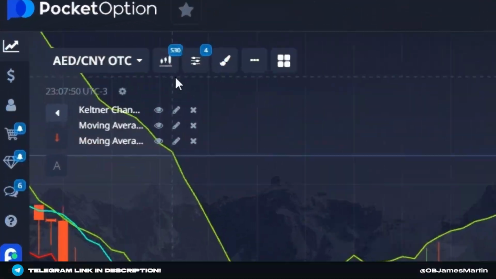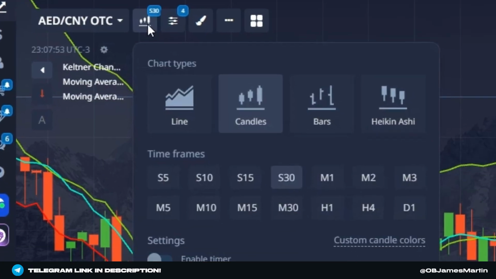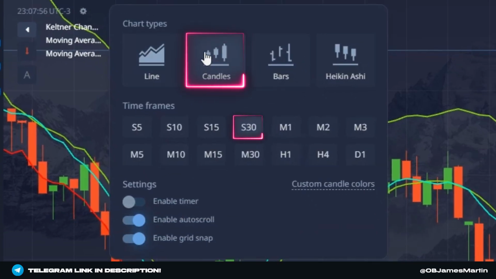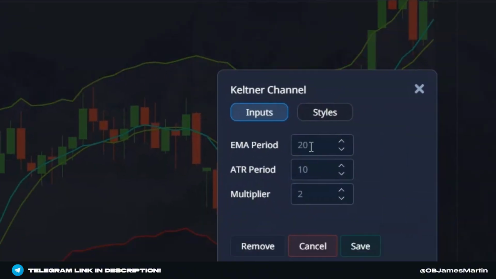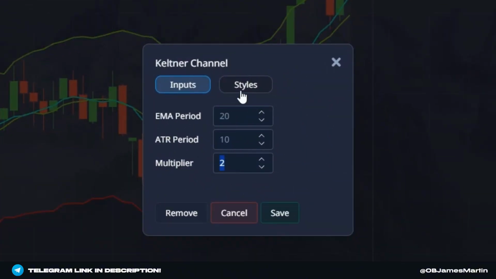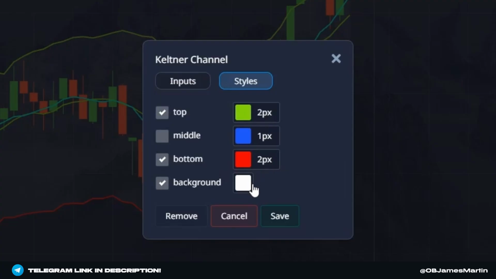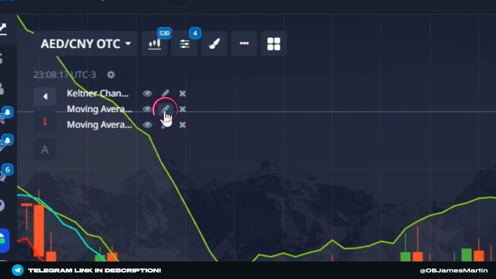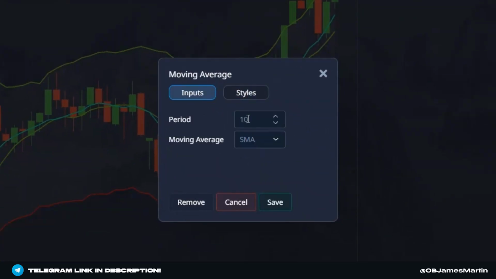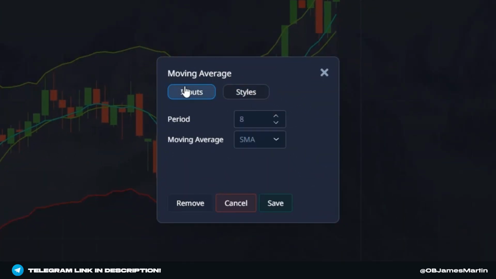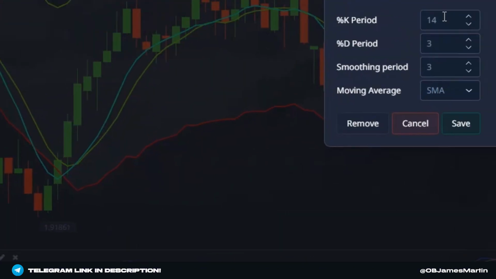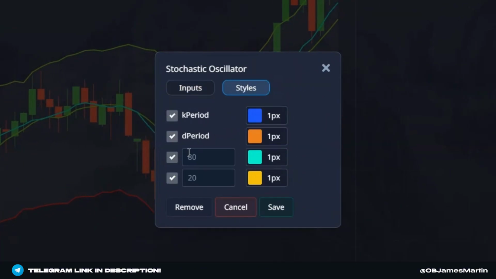Alright? Today we're gonna use only these chart types, candles, okay? 36 on time frame. That's the fast strategy. And we're gonna use the Keltner Channel, 2 moving average lines, and the stochastic oscillator. For that configuration, 20, 10, and 2. Alright, that's simple. For the colors, that's up to you if you want to use that. Unselect the middle line. We got one moving average with 10 and another one with 8. Okay, look at that. That is what we're gonna use. For the stochastic, 14, 3, 3 and that color.